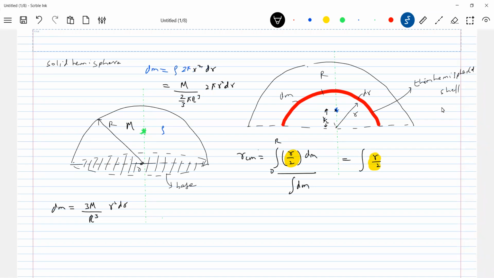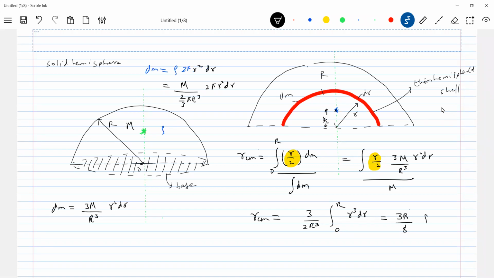Now let's come to dm. dm is how much? 3m by R cube r square dr. Total mass, let it be m. So here R cube will come outside. So 3 by 2, R cube, then r cube dr from 0 to capital R. So we get 3R by 8.